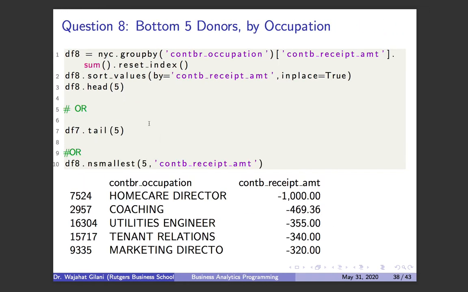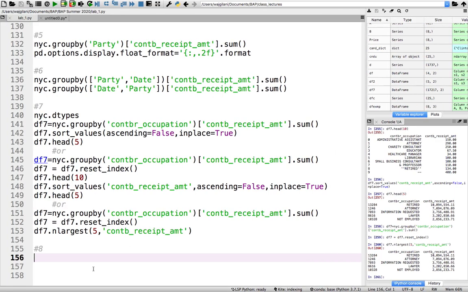For number 8, in this case, it's the bottom 5 donors. And yes, we can do it the other way as well. Or we can use the n smallest function. Now here, notice I say we can use tail 5. Why do I say we can use tail 5?